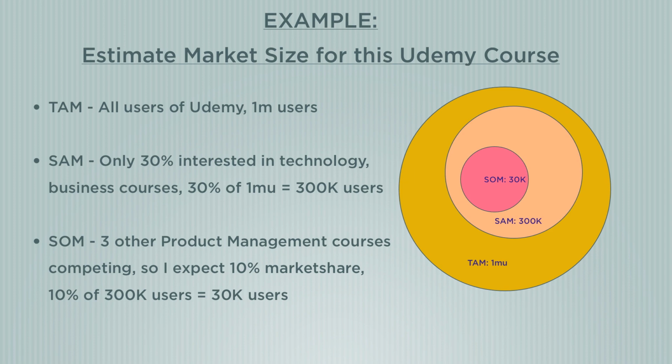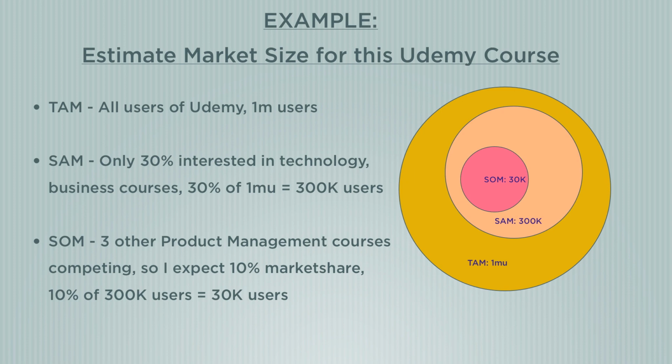So because I'm now offering this course on the Udemy platform, all the users of Udemy are my total available market. So for example, let's say that it is 1 million users. I'm probably undercounting it, but for ease of math, let's use the number 1 million users. And so that will be TAM.